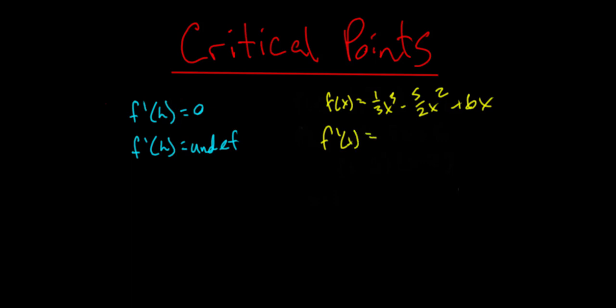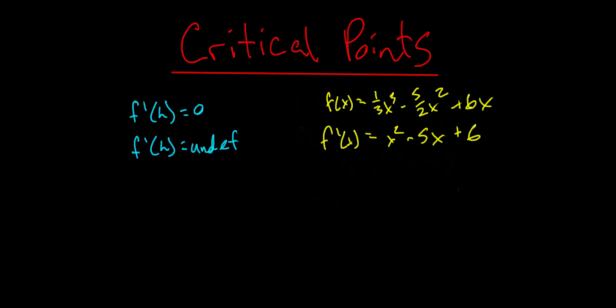And so when we do that for each part of this function, we get 1/3 x cubed becomes x squared. Negative 5 halves x squared becomes, what is it? Negative 5x. And then we have plus 6x, that becomes plus 6. Okay, so we have our derivative, and now we need to find where the derivative is either undefined and/or equal to 0, right? Now, if I look at this function x squared minus 5x plus 6, it's always going to be defined for every x, so we're not going to find any point where it's undefined.